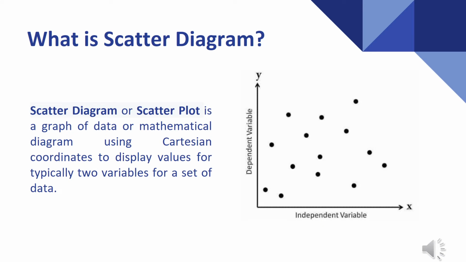Now, what is a scatter diagram? A scatter diagram or a scatter plot is a graph of data or mathematical diagram using Cartesian coordinates to display the values for typically two variables for a set of data. So this diagram is used to find the correlation between these two variables, the independent and the dependent variables, and how they are related. After determining the correlation, you can then predict the behavior of the dependent variable based on the measure of the independent variable.